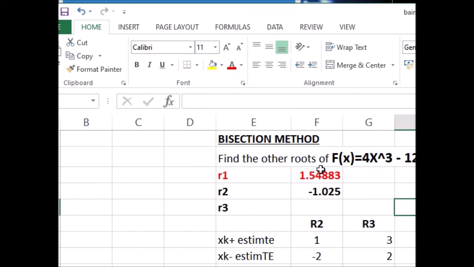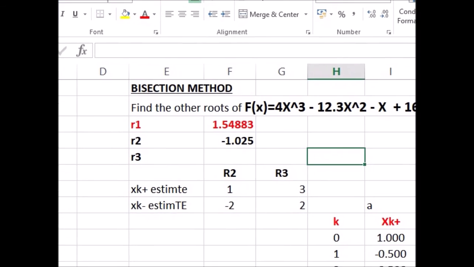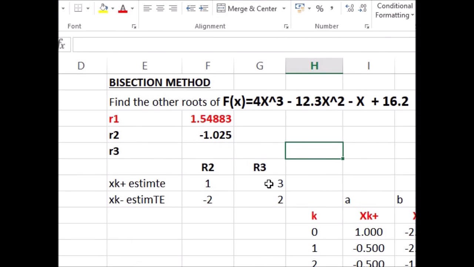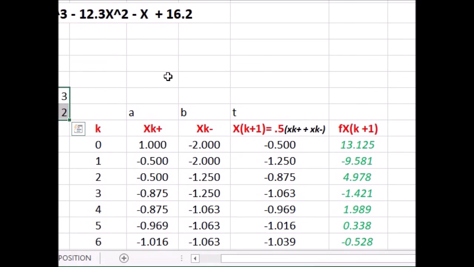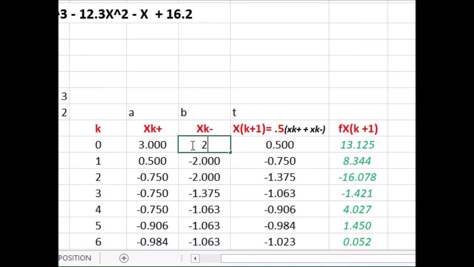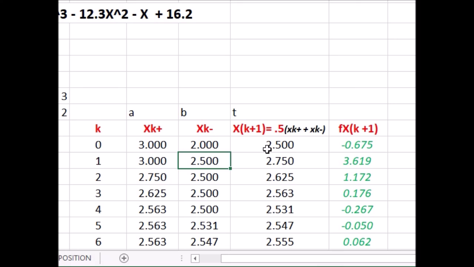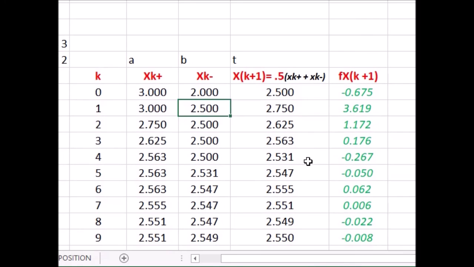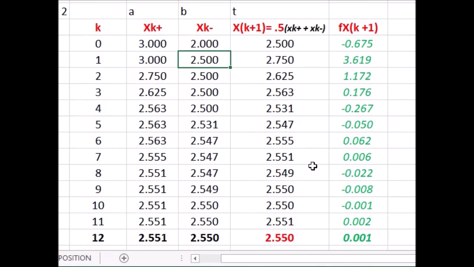Alright? Now, we still have our root 3. So, subukan natin hanapin yung root 3. Sabi, it is from between 3 and 2. So, dito sa aking code, replace ko lang siya ng 3. X positive would be 3 and this one is 2. Ayan. And then, I'm going to look for values na 0.00 siya. So, right here. Ito pwede na to actually.